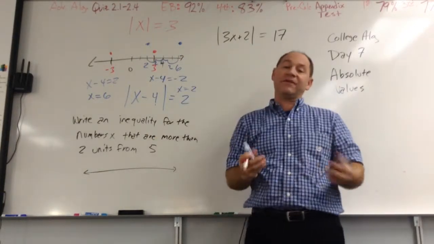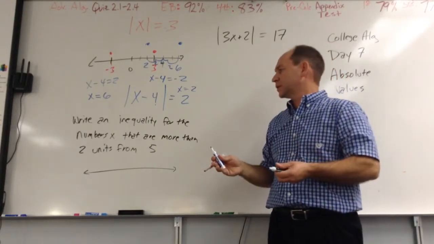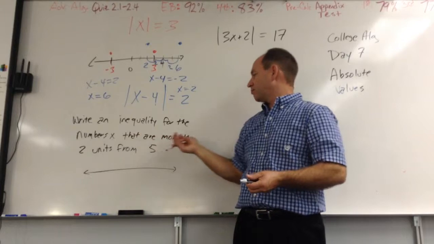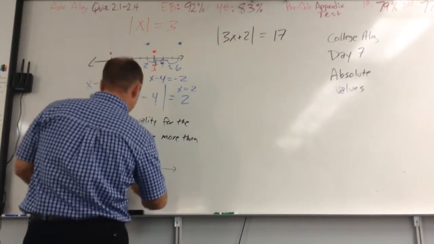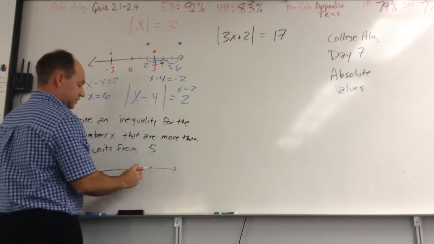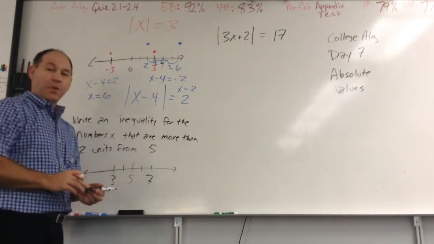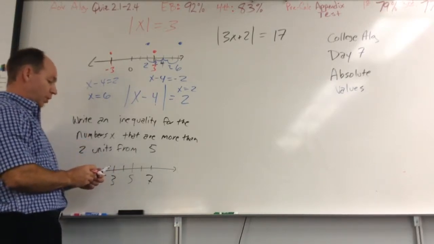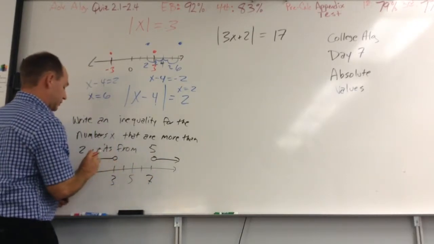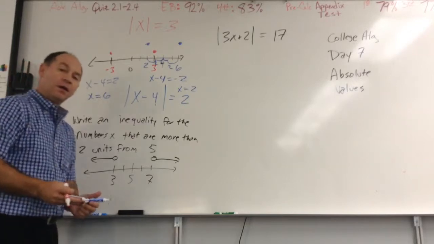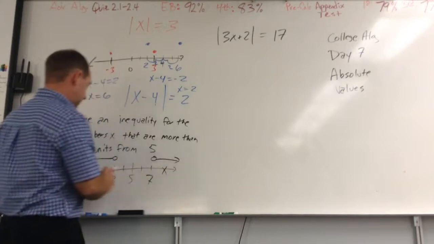We can also have inequalities. We could write an inequality for the statement: here's the numbers x that are more than 2 units from 5. So down here I'm going to put 5, and I'm going to go 2 units to the right, then 2 units to the left. I want the numbers that are more than 2 units, so I want these out here, and I want those right there. Here's my x's here, here's my x's there.